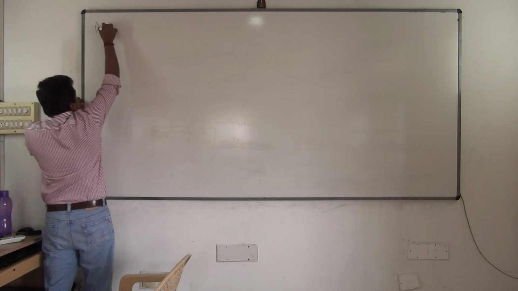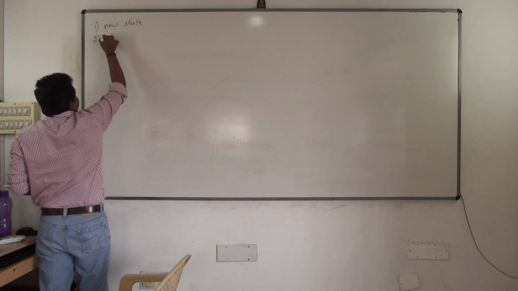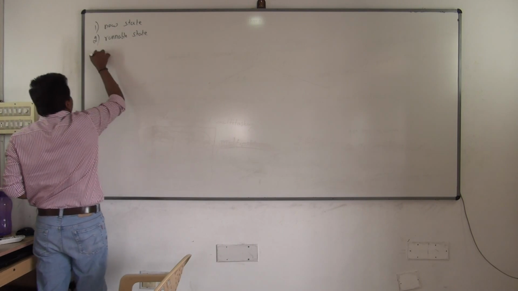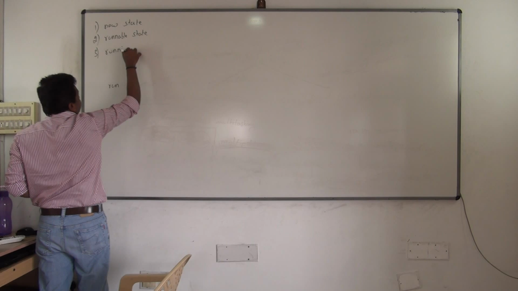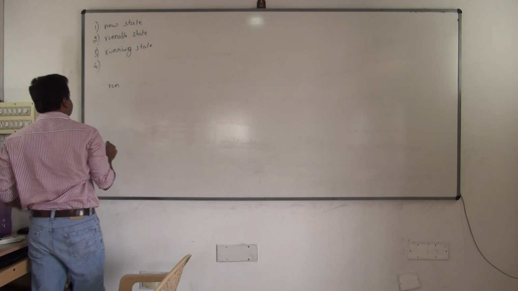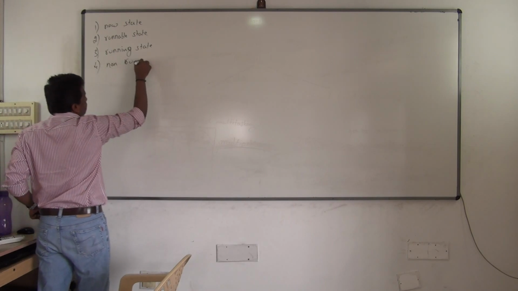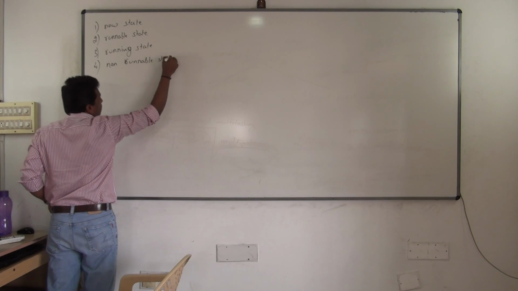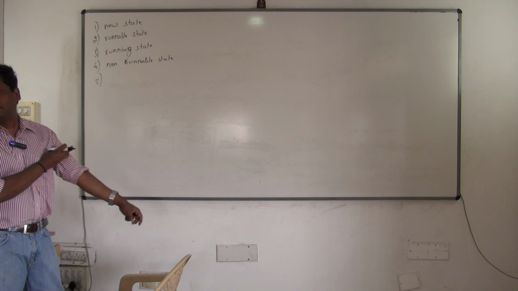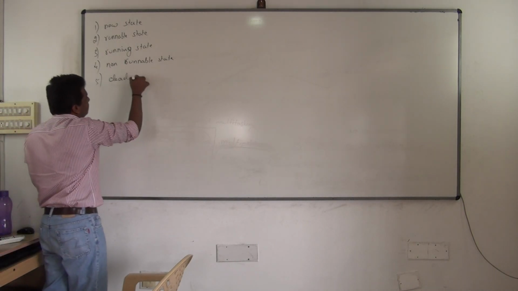The different states are: one is the new state. The second one would be the runnable state. Third one would be the running state. Fourth one would be the non-runnable state. So now we are slowly starting. If you understand all this, then we can create our threads and start writing our programs now. And the last one would be the dead state.